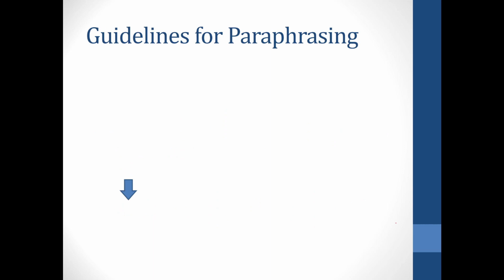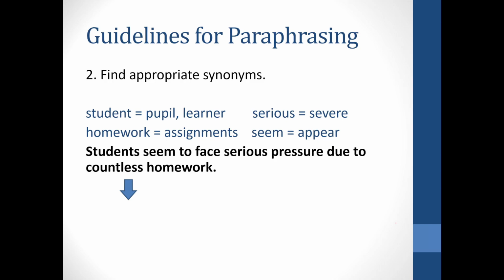So guidelines for paraphrasing. This is another way for you to paraphrase. Okay, find appropriate synonyms. What are synonyms? Remember, still remember synonyms? Synonyms are words that have the same meaning as another word. So for this one, student. What is another word for student? We can say pupil or learner. Homework can be called assignments. Serious can be severe. Seem can be appear. So those words between the left and the right, they have the same meaning. So that is the concept of synonyms.